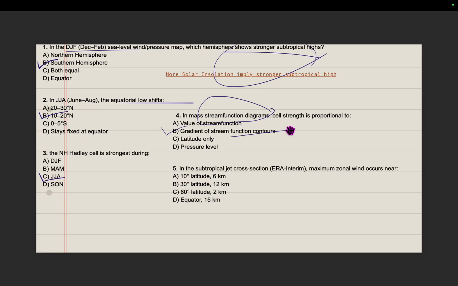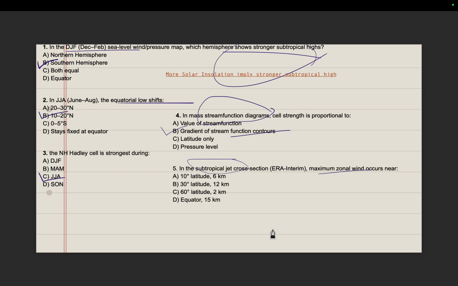Question 5. In the subtropical jet cross section, the maximum zonal wind occurs near where? The 30-degree latitude, 12 kilometer; 10-degree latitude, 6 kilometer; 60-degree latitude, 2 kilometer; or the equator, 15 kilometer. This question is about where the subtropical jet is located.